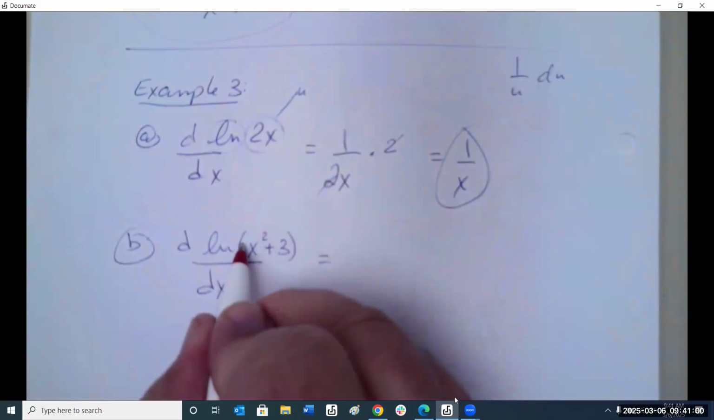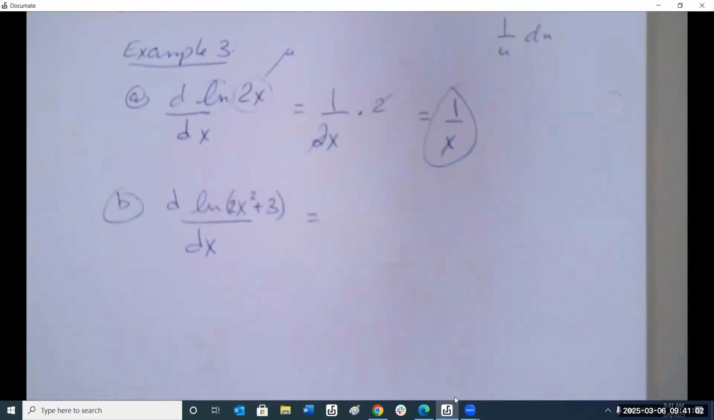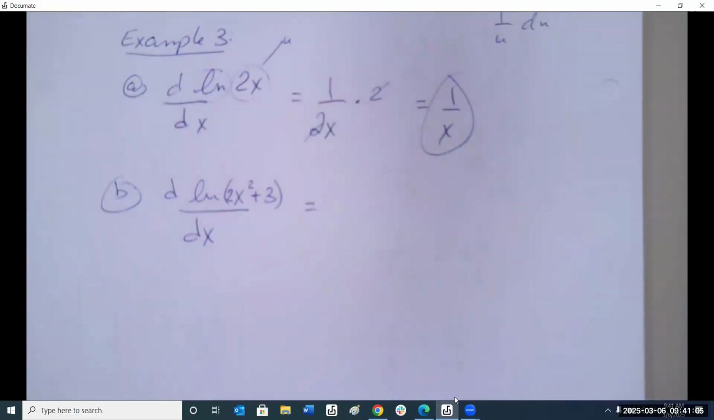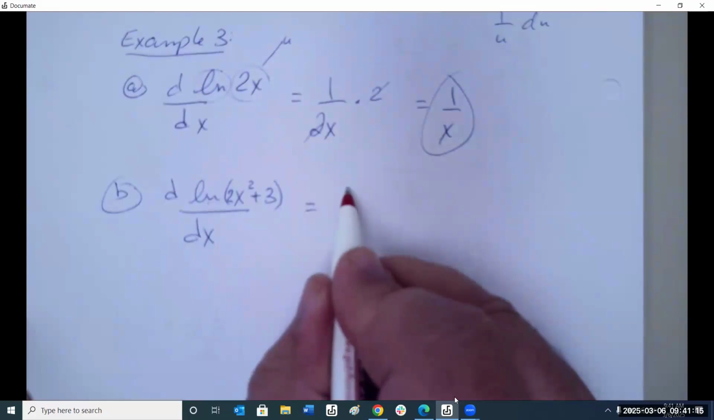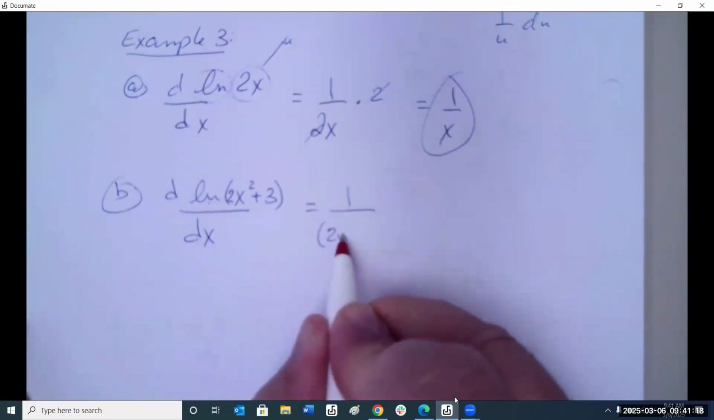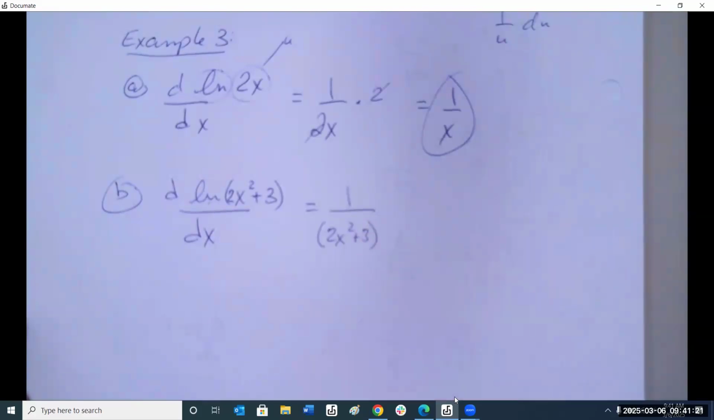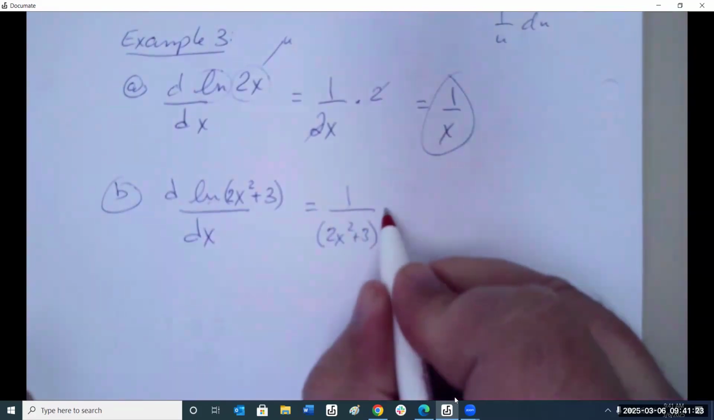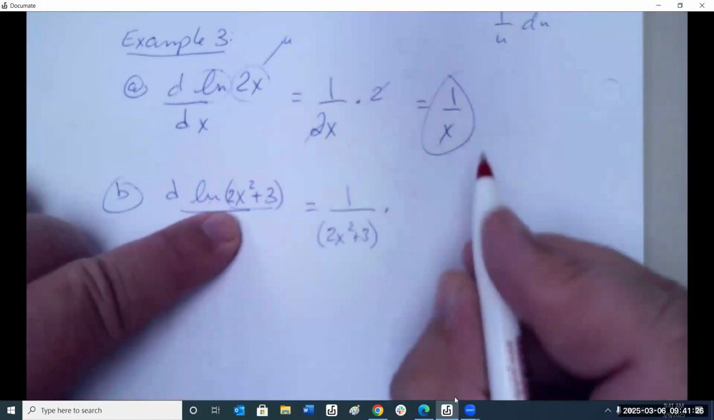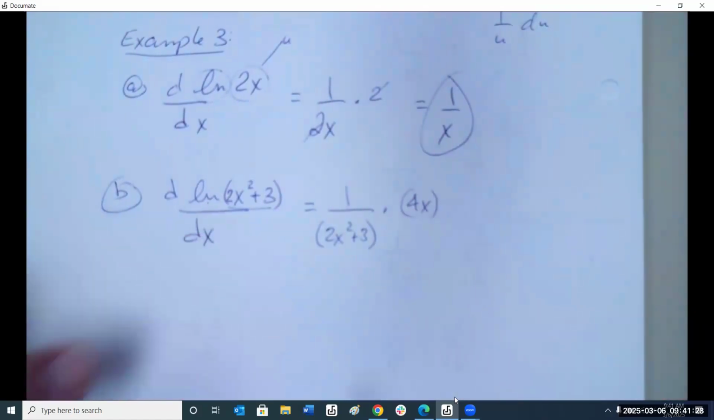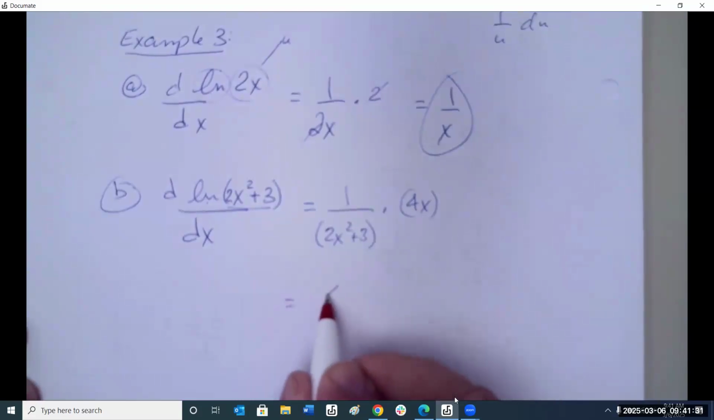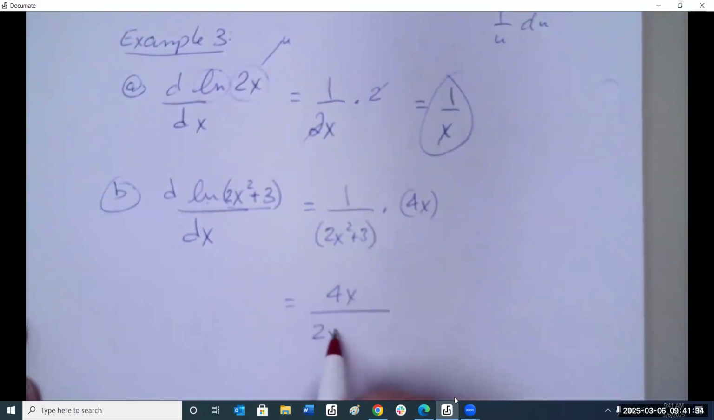Let's make it 2x squared plus 3. So the derivative of ln is 1 over u, which is 2x squared plus 3, times the derivative of the inside, which is 4x. And there's my derivative.